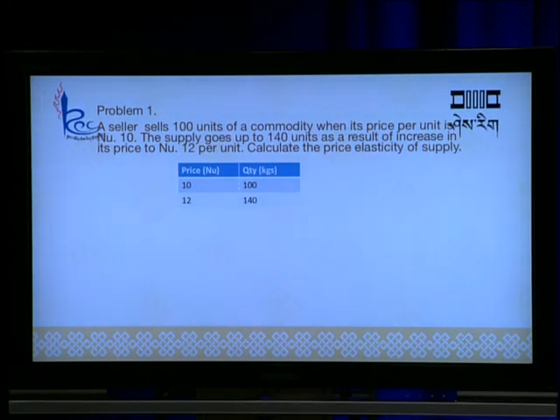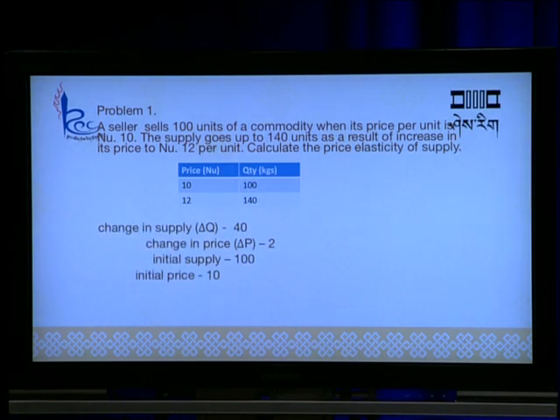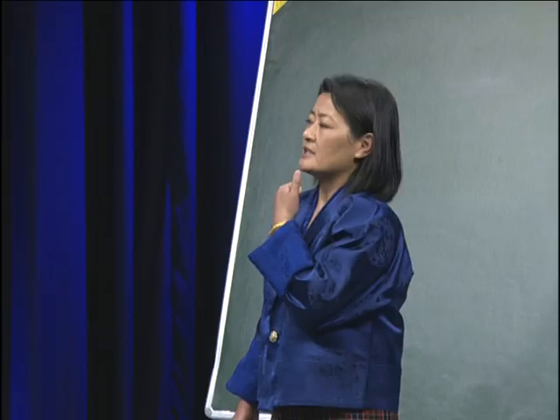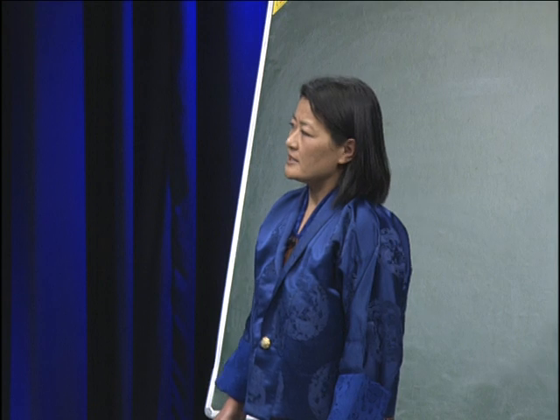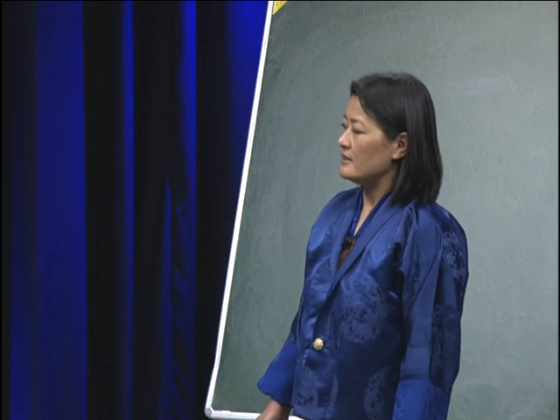So, when price increases, supply would also increase because we have a direct relationship between price and supply. Now, the first step you are going to do is find the change in the quantity supplied. So, the change in the quantity supplied is 40, the change in the price is 2, the price has increased by 2, the quantity supplied has increased by 40, and the initial price is 10 and the initial supply is 100.